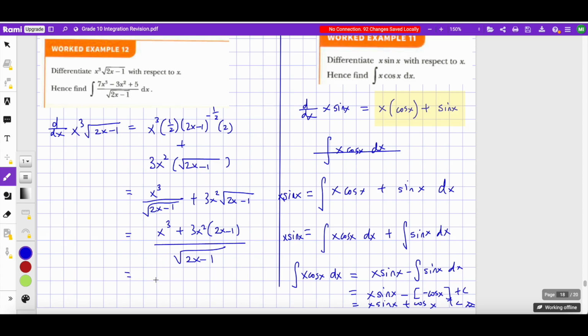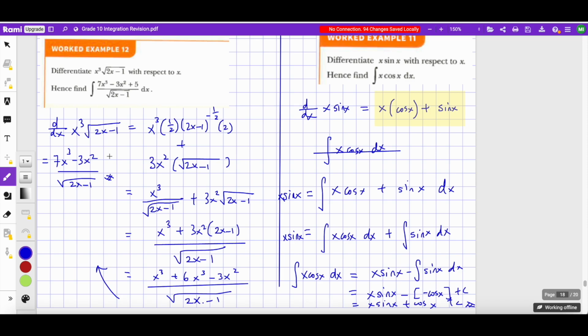Okay, work this out a bit. So we have x cubed plus 6x cubed minus 3x squared, whole thing over root of 2x minus 1. We can simplify that. I think what we will get is, let's see, 7x cubed minus 3x squared. All right, whole thing over root of 2x minus 1. Okay. All right, so we will get here.